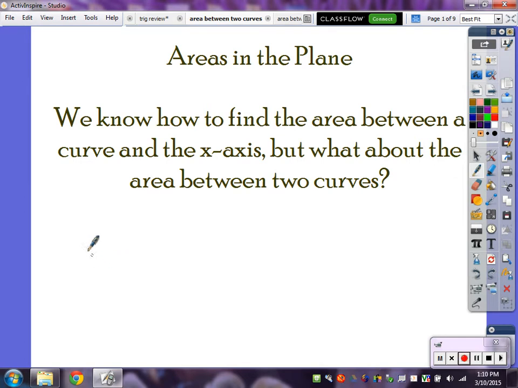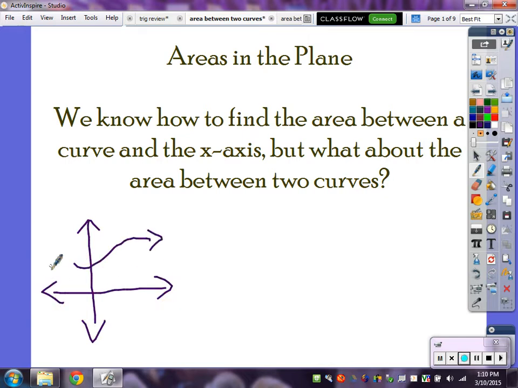So we already know how to find the area between a curve and the x-axis, which is through integration. So that's where we have some curve on the x-axis that I want to find the area below. And so we just understand that to be the region enclosed by that curve and the x-axis. But what happens if I have a different shape? So let's say it's something like this, and I want to find the area of that. Well, if you think about it, that really is the area enclosed by two curves.